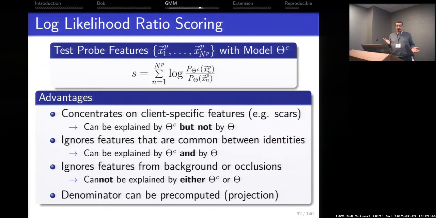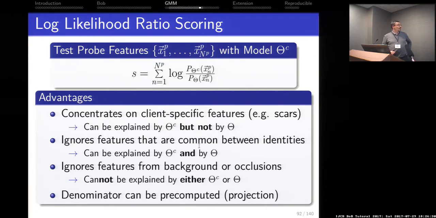On the other hand, it ignores features that are common between identities, because they can be explained by both, and then you divide the probability by itself, so it will not add anything. And finally, it ignores features from the background or from occlusions. So this is an algorithm that is by design occlusion invariant, because these features cannot be explained by either the model or the background. So again, there you get a log 1, which is 0.